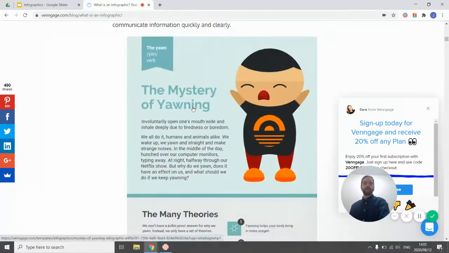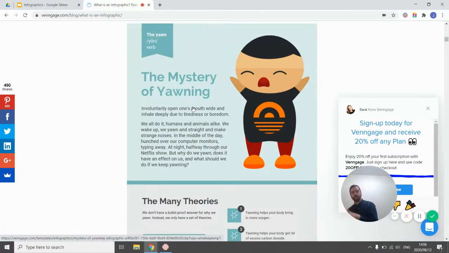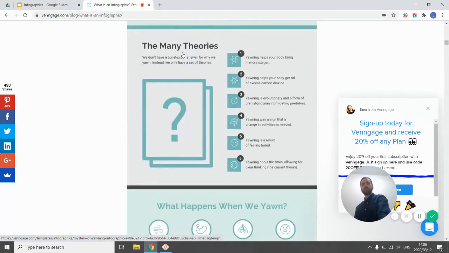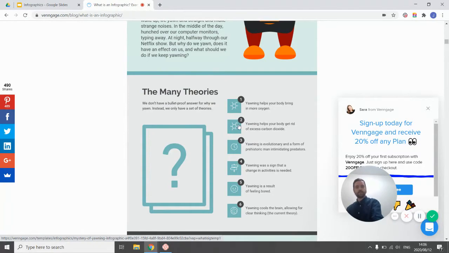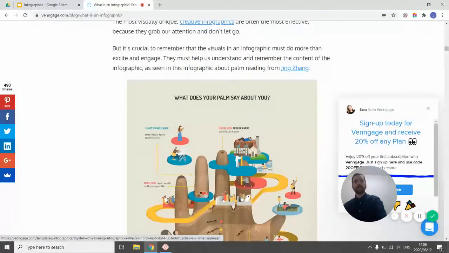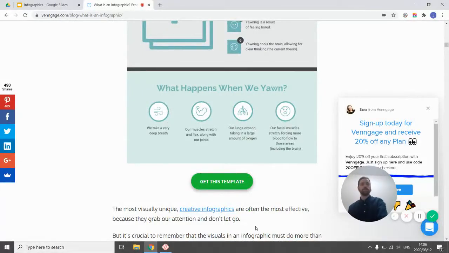Let's talk about yawning. So here's the mystery of yawning, an infographic about yawning and the fact that we don't know why we do it. Here is a quick introduction, a little bit of text, a nice image of somebody yawning, and an explanation of how to pronounce it. Then we go through all the theories down here with different images as to why people think we yawn. And then finally a section at the end, what happens when we yawn, with little images and a little bit of text. But that's what an infographic is.